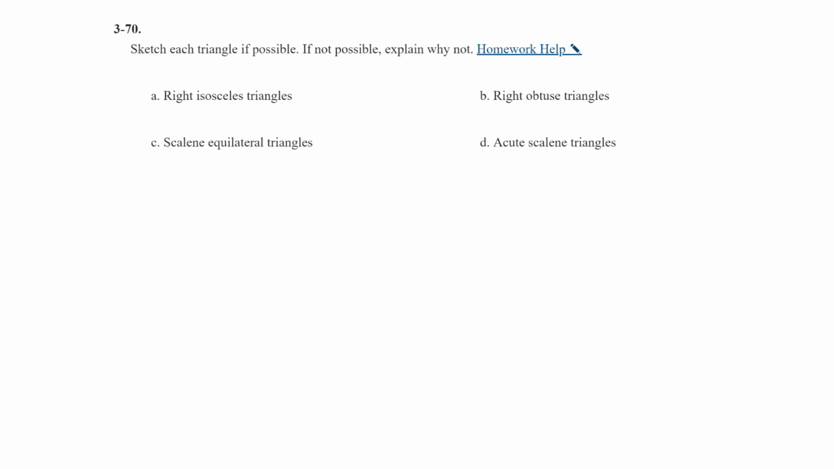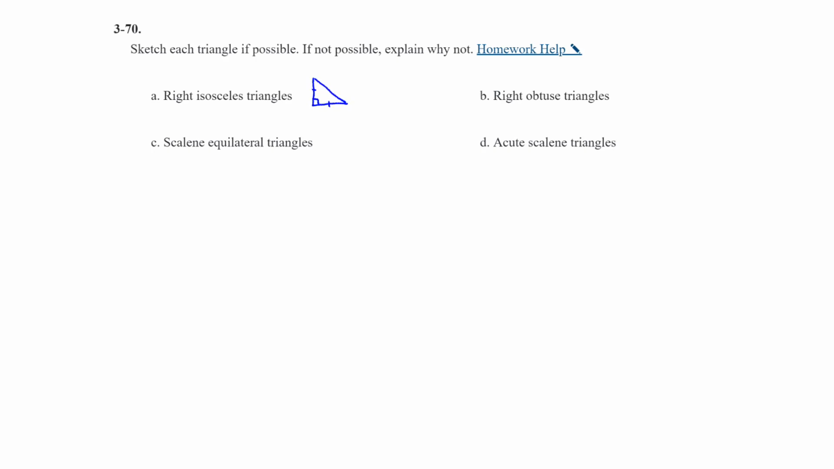Question 70. Sketch each triangle if possible. If not possible, explain why not. So right isosceles triangle. So we could go here and here. These two could be the same. That makes an isosceles and it forms a right angle.